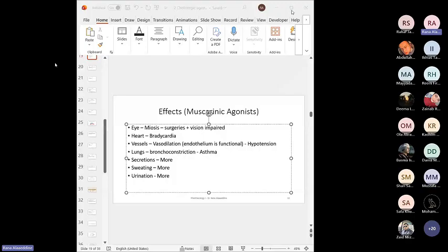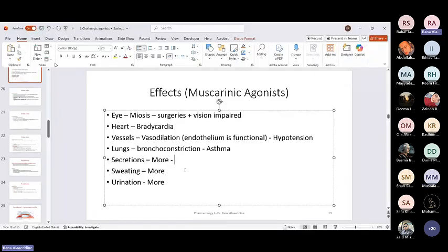Okay. What about secretions? Could be both. Exactly, can be both. Sweating at the same time can be both. And urination can be both. Okay, so let's take those one by one. Those are just applications of what I said.